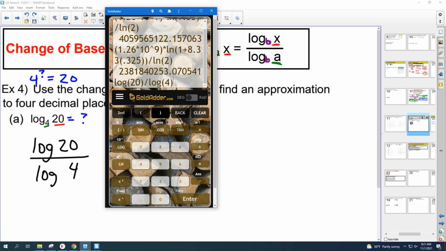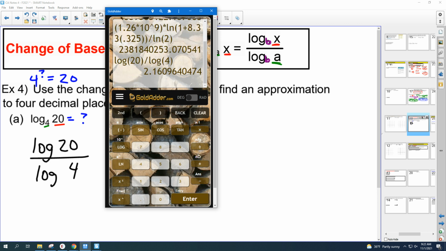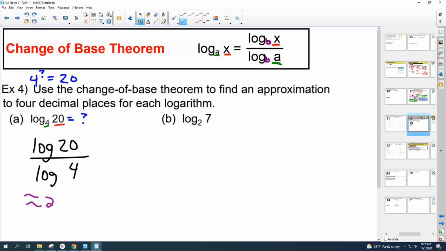Now remember what we thought the answer was? The answer is going to be between 2 and 3, probably closer to 2 than to 3. 2.1609, oops, round that up to 2.1610. So approximately 2.1610.